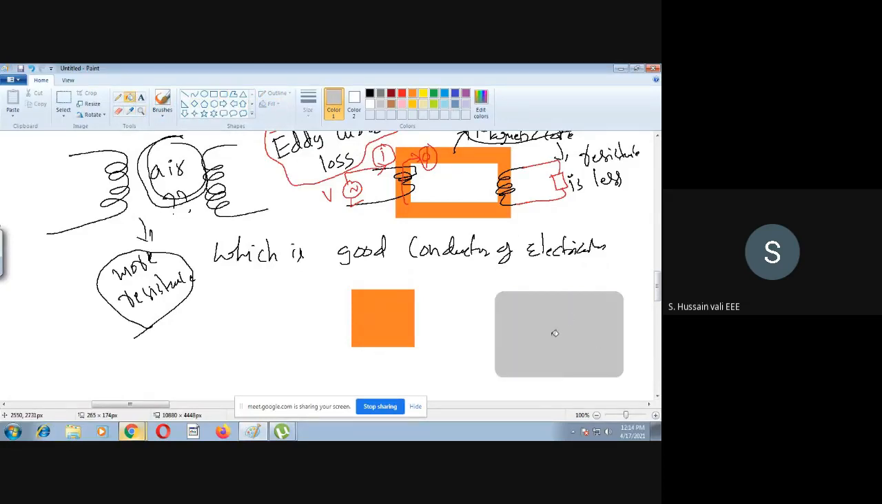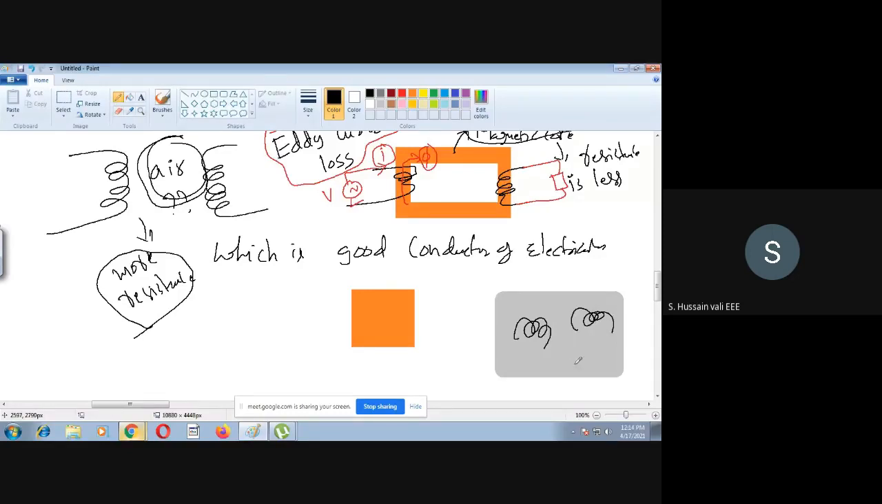Now you see this gray color. I will assume that it's a magnetic field. This is a magnetic field. So in this magnetic field, it means this core in this magnetic field, if I have a conductor, this is a conductor, and I have another conductor.